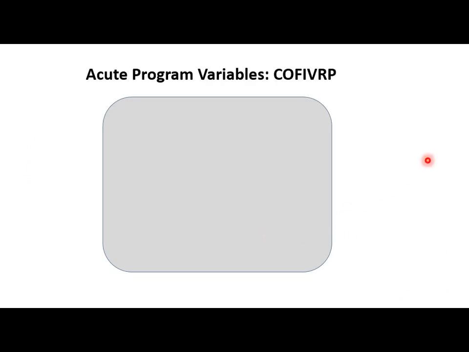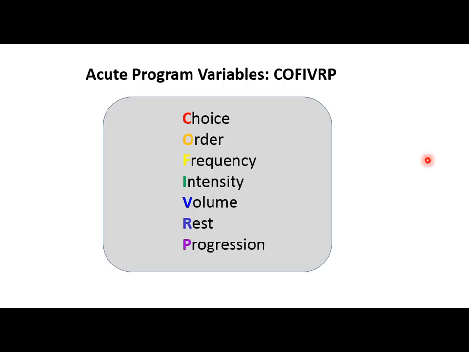So those acute program variables then, that's KOVRP: choice, order, frequency, intensity, volume, rest, and progression. So the choice of exercise, the order of the exercises, the frequency to which you work out, the intensity of the load, the volume of lifting, the rest periods in between sets and in between exercises, and finally, how fast or slow are you going to progress?